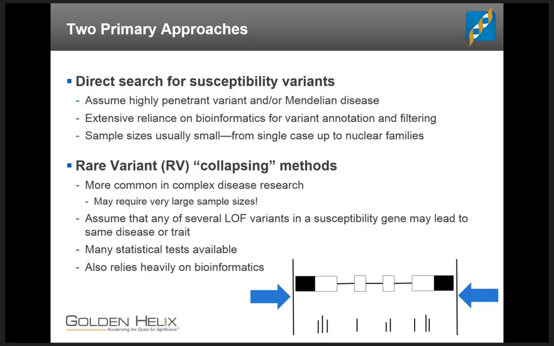But the whole concept of rare variant collapsing is that if you assume that any of several loss of function variants in a susceptibility gene may lead to the same disease or trait, then you can devise an algorithm that will look for that pattern. There are a lot of different algorithms, different statistical tests that have been put forward for doing this. Even though it is much more of a statistical approach than that direct search in the first bullet, it still tends to rely a lot on bioinformatics.